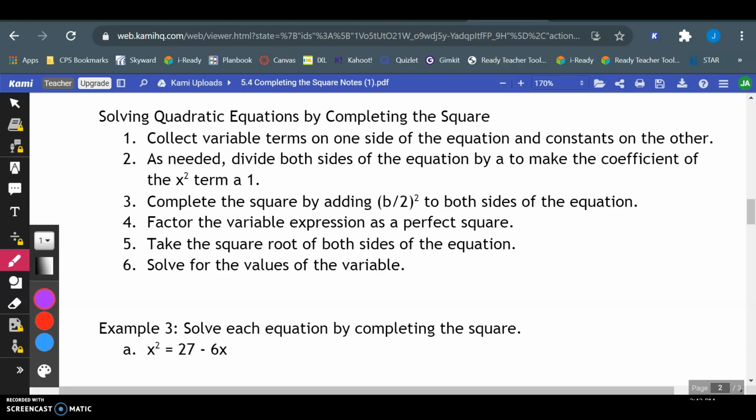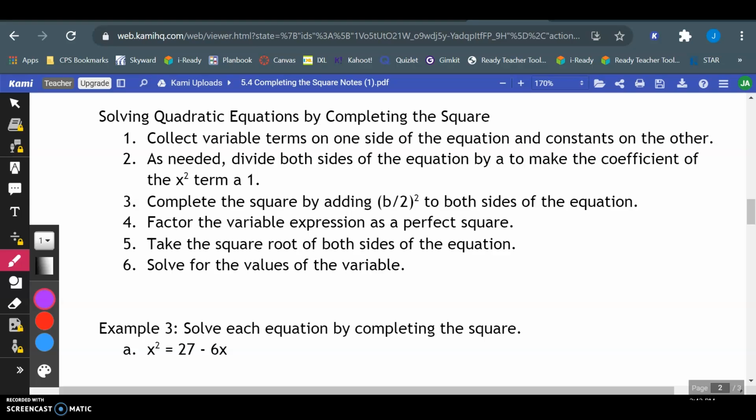All right, for the second part of section 5.4 of completing the square, we are going to now solve quadratic equations by completing the square. So I taught you how to figure out what the b over 2 squared was the last couple of days, and now we're going to move farther with that and actually solve the equation. So there's 6 steps here. I am going to do example 3 as I walk through each step.